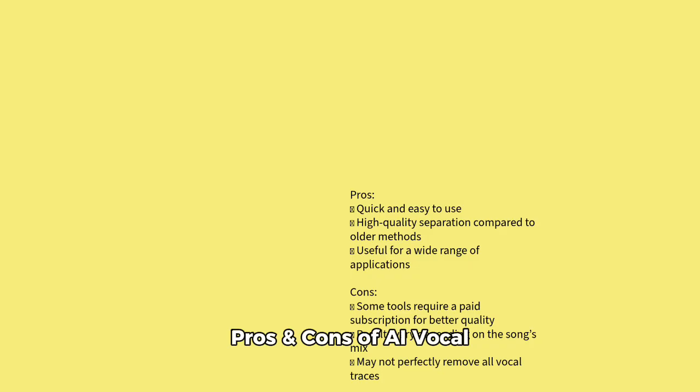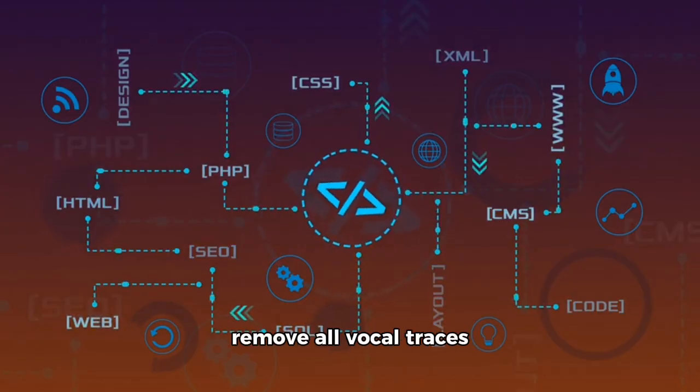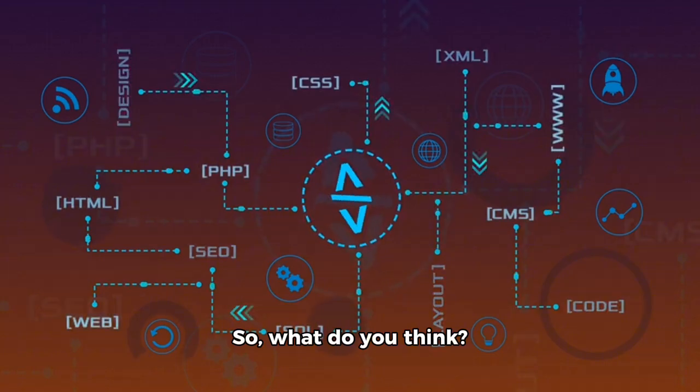Pros and cons of AI vocal removers. AI vocal removers are impressive, but they're not perfect. Here are some pros and cons. Pros: quick and easy to use, high-quality separation compared to older methods, and useful for a wide range of applications. Cons: some tools require a paid subscription for better quality results, results vary depending on the song's mix, and they may not perfectly remove all vocal traces. What do you think?